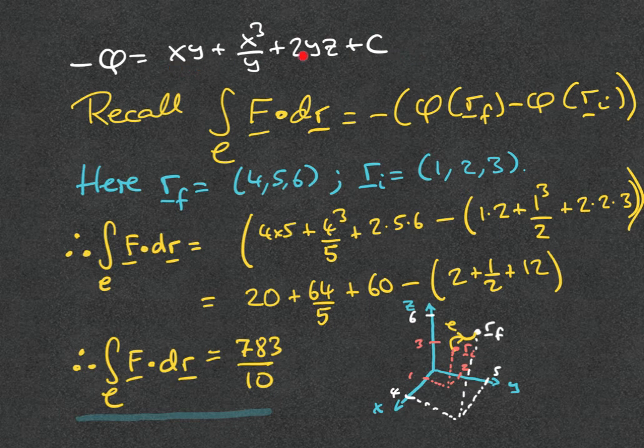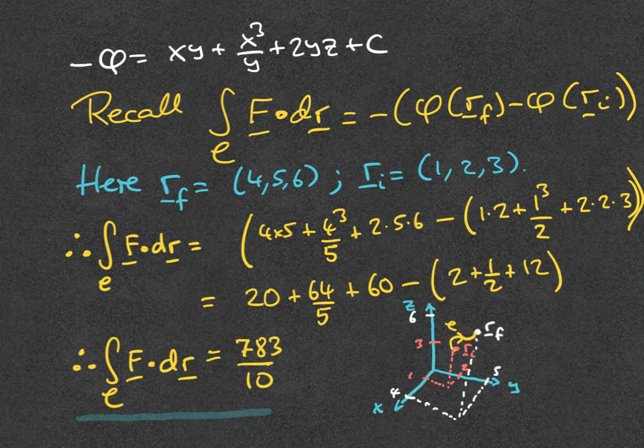And then we just substitute here. x is 1, y is 2, z is 3, and we obtain this. We just play with the numbers, tidy things up, and we get 783 over 10. This is what we have calculated.